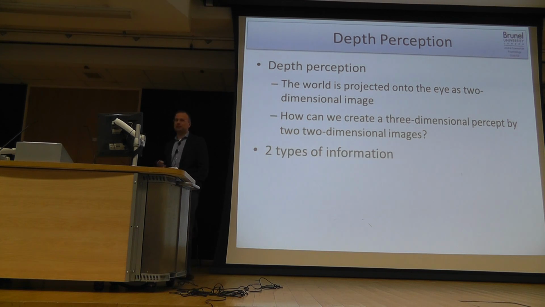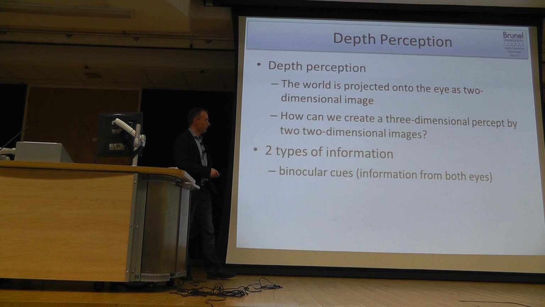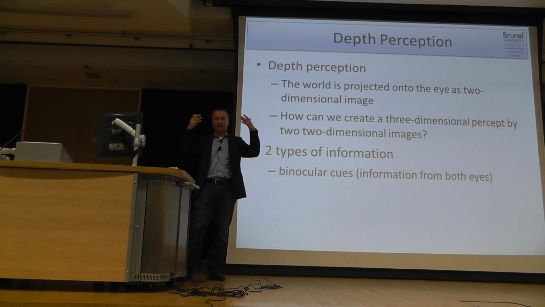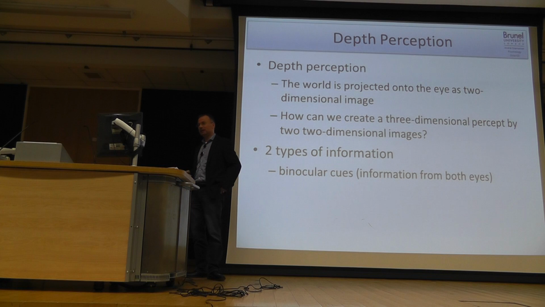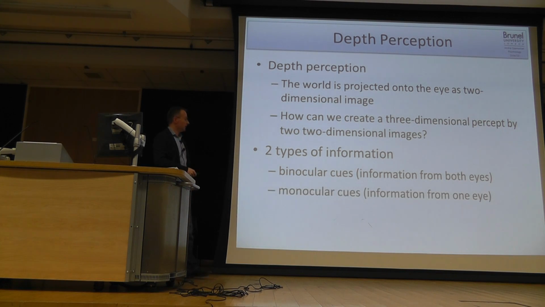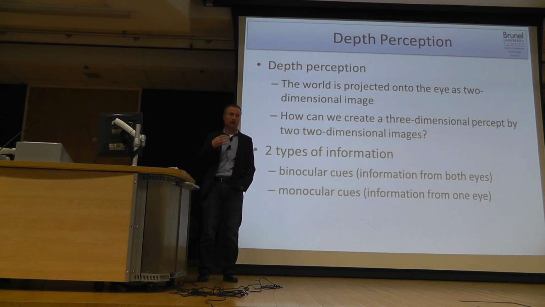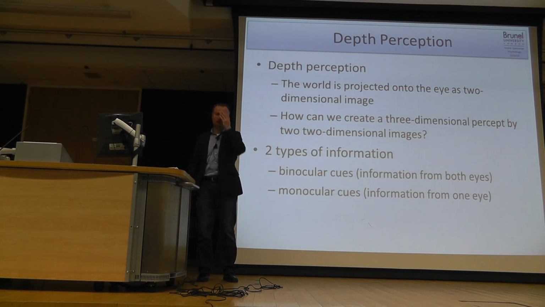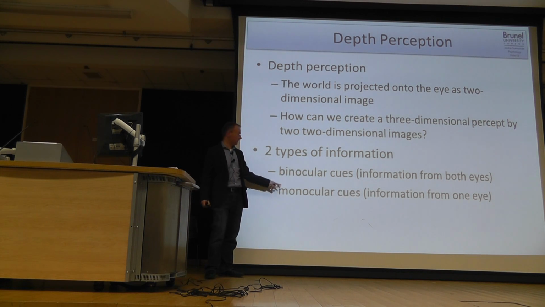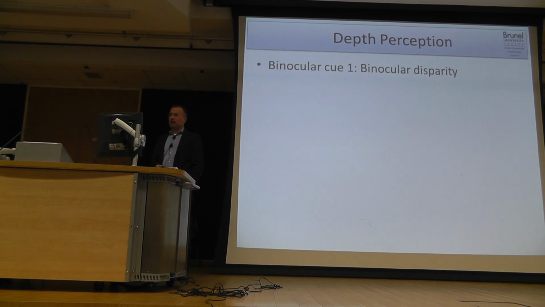And there are two types of information which our brain or cognitive system can employ. One is called binocular cues. That means that we have information from two eyes. And the other one are monocular cues. That means information which basically comes from one or the other eye. Or let's say if you wear an eye patch, you can still use monocular cues, but you can't use binocular cues anymore.